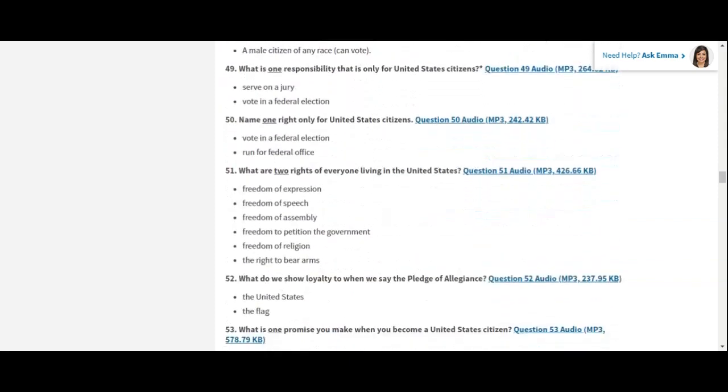What is one responsibility that is only for United States citizens? Serve on a jury. Name one right only for United States citizens. Vote in a federal election.